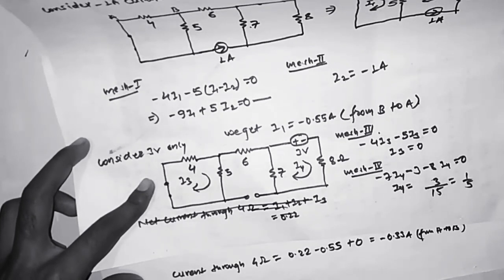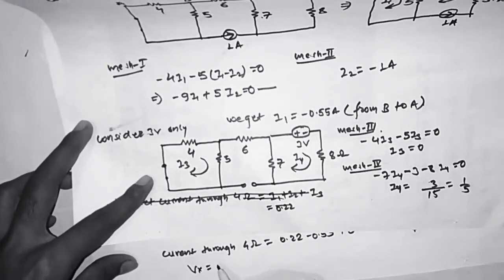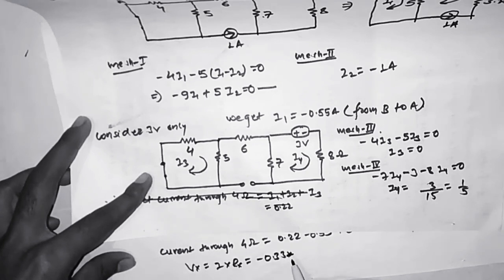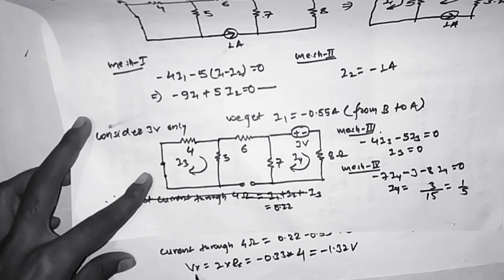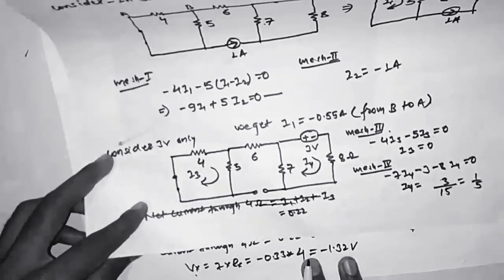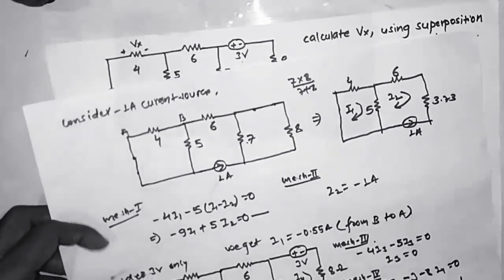Also we have to calculate Vx. Vx equals I into Rx, with I equal to minus 0.33 and Rx equal to 4 ohm. So we get minus 1.32 volt. This is our required Vx across the 4 ohm resistor. In this way you can calculate such problems using the superposition theorem. Thanks for watching this.